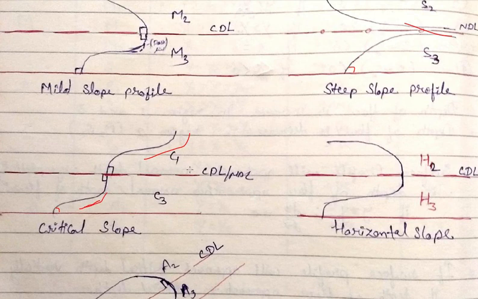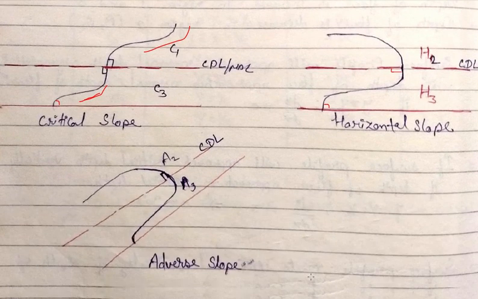So both are increasing. And for the horizontal slope there is a decrement, and the angle with the CDL is 90 degrees. Here is also 90 degrees, and this is a 90-degree angle to the bed and the CDL. So here is the decreasing profile, and this is the increasing profile, and the same for the adverse profile, adverse slope.